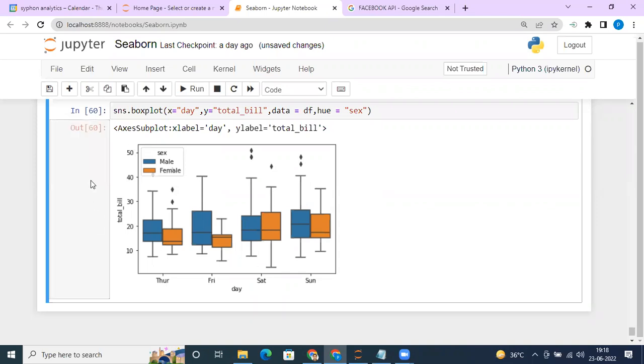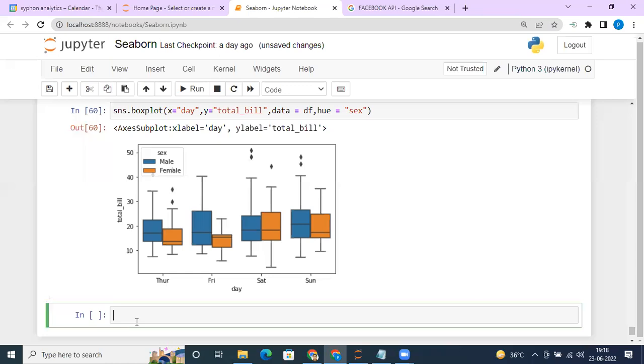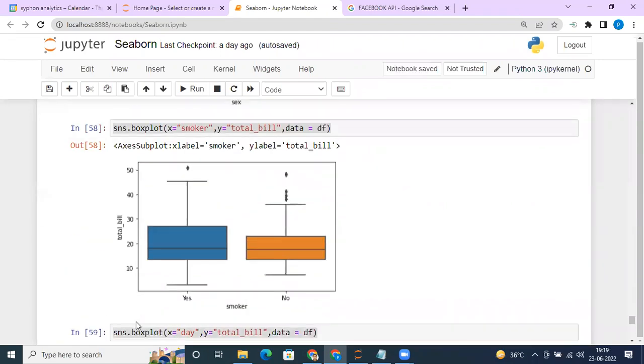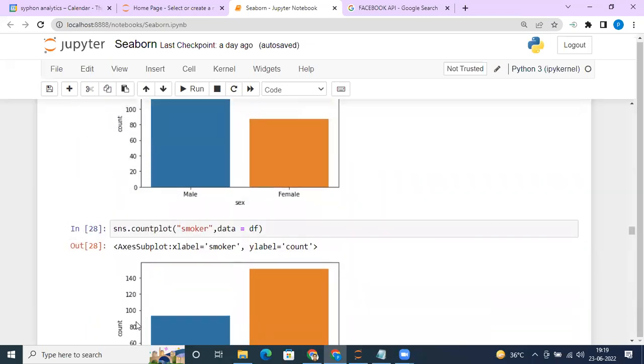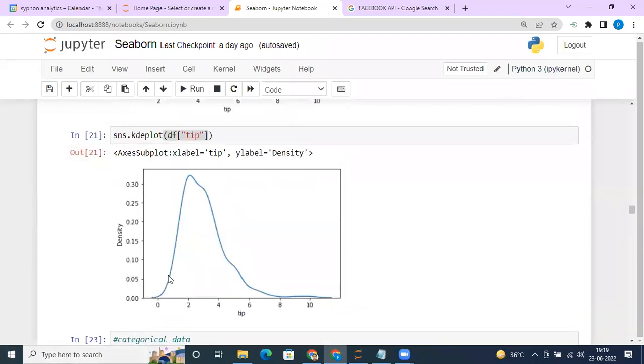Now, similarly, let me come here. Very much similar to your box plot, there is one more plot known as the violin plot. Basically, it's a combination of two plots: your box plot and KDE plot. KDE plot, remember this one, if you can remember: kernel density estimation. So it's a combination of these.